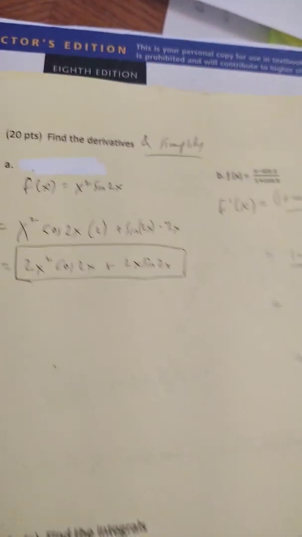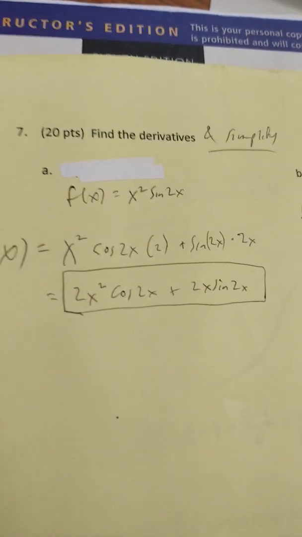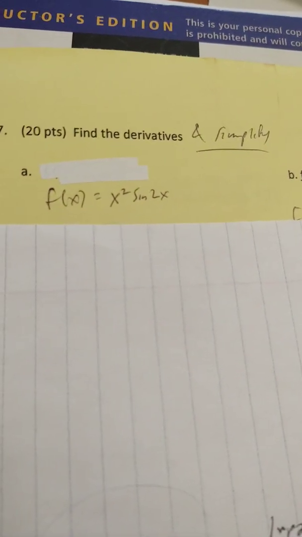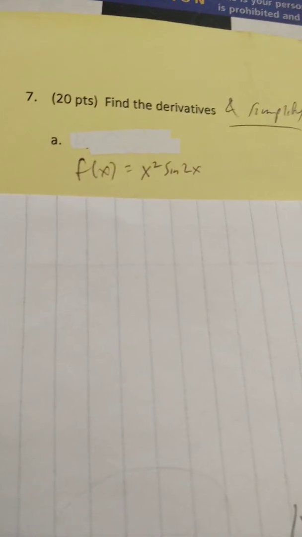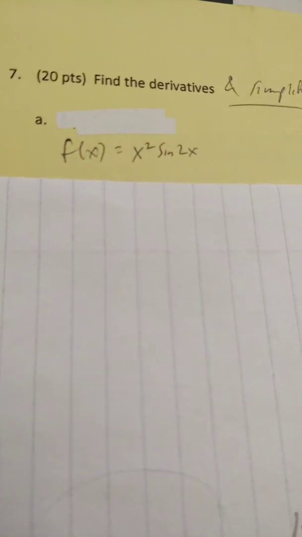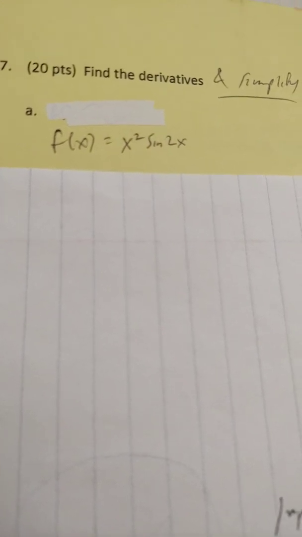Let's take a look at this old test 3 I have. So the first question is, find the derivative and simplify. So here's our first question, 7a. We're given a function x squared times the sine of 2x. How would you find the derivative? Think about it for a moment.